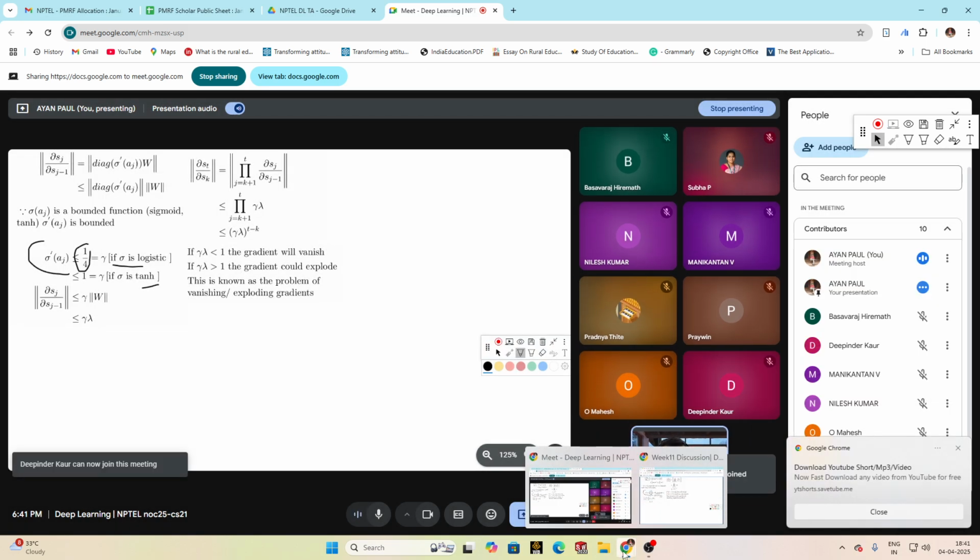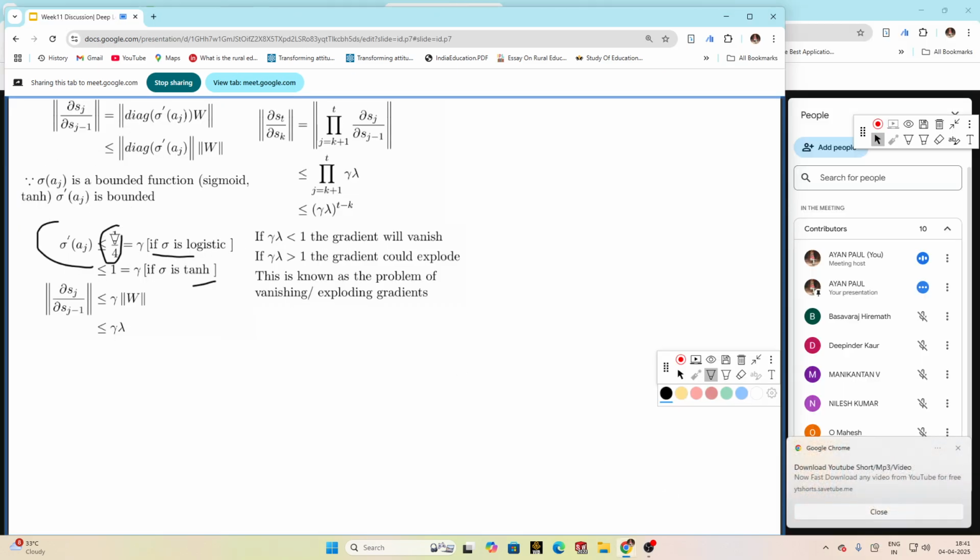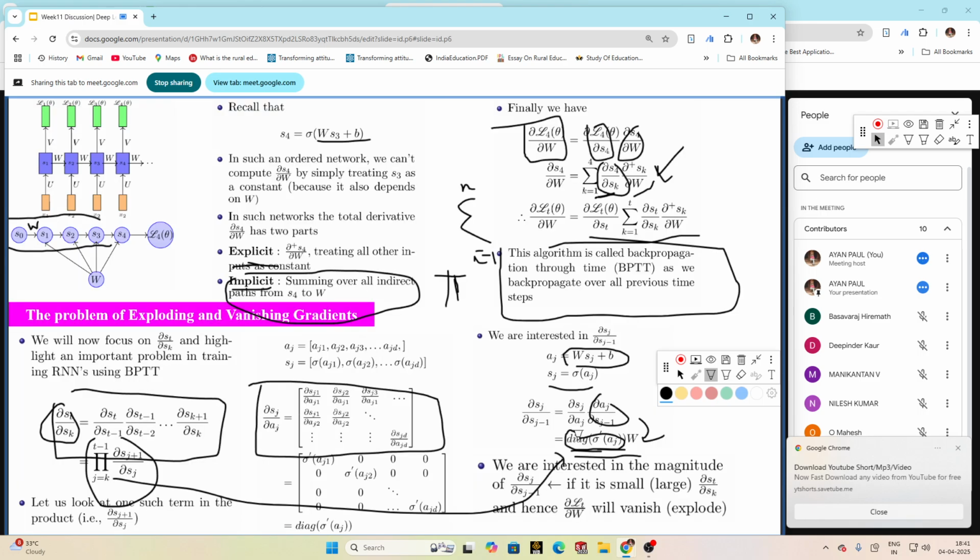Yeah, we have the maximum value of the sigmoid function as 1 by 4, and the maximum value of the tanh function as 1. So whenever we are doing this, we are just showing it for one sigmoid function, the differentiation of one sigmoid function. But in this implicit term, we will have differentiation of like 100 sigmoid functions. So 1 by 4 into 1 by 4 into 1 by 4 into 1 by 4. Whenever you do this 100 times, your gradient will vanish, right?